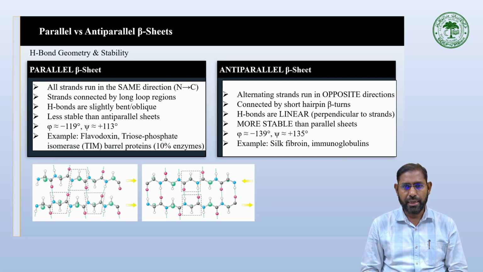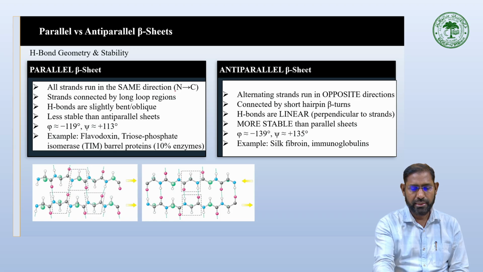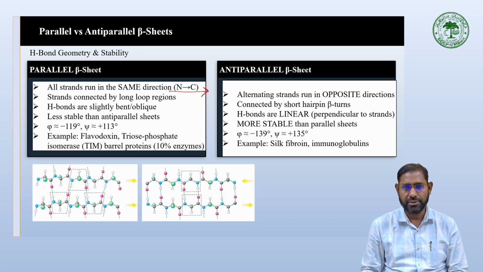Now, parallel and anti-parallel beta sheet: it exists in both parallel and anti-parallel forms. What is the difference between parallel and anti-parallel sheets? It has different H bond geometry and stability. In the parallel case, all strands run in the same direction, that is the N to C direction, nitrogen to carboxyl direction.